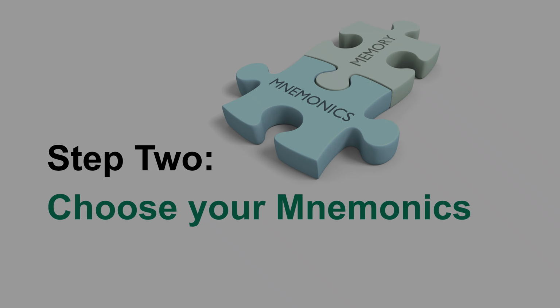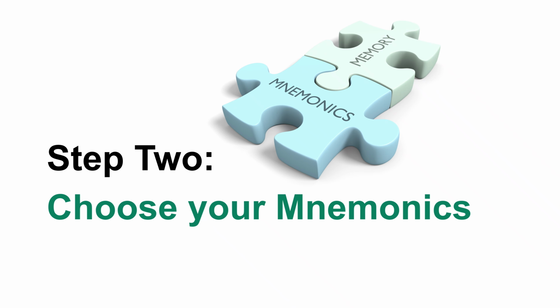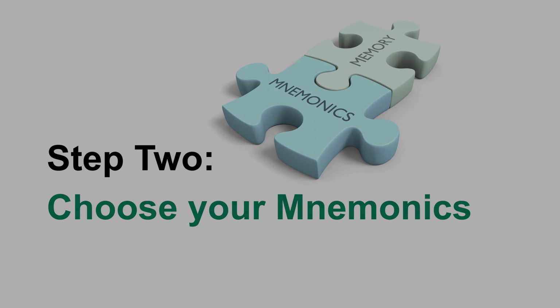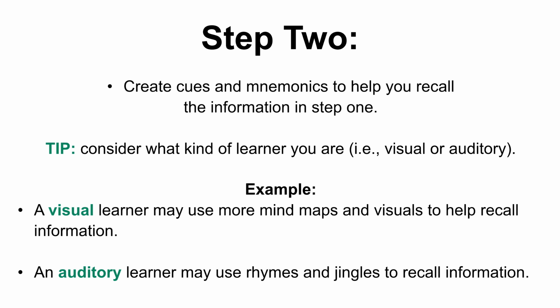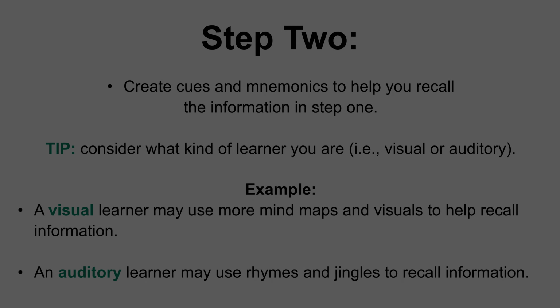Step 2. Choose your mnemonics. Once you have determined what information and concepts you need help remembering the most, you will then create cues to help you remember the information from Step 1. Pick a method that suits the kind of information you are learning. Knowing what type of learner you are can help you plan out your memory aid. If you are a visual learner, you might want to use mind maps and images to help recall information. For auditory learners, rhymes or jingles might be more the individual's way to recall.